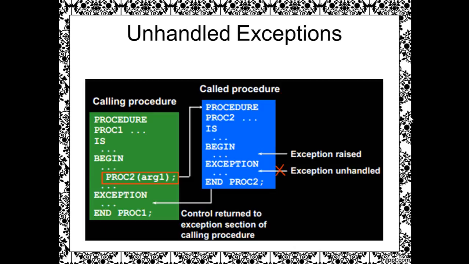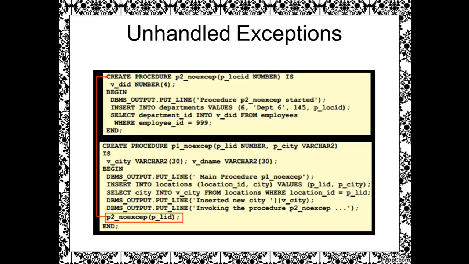Unhandled exception. This is the calling procedure, and this is the called procedure. Proc2 is begin, exception, and end proc2. This is the exception unhandled, and after the end of proc2, control returns to the exception section of the calling procedure. This is the unhandled exception, with the calling syntax above, from create procedure until end.